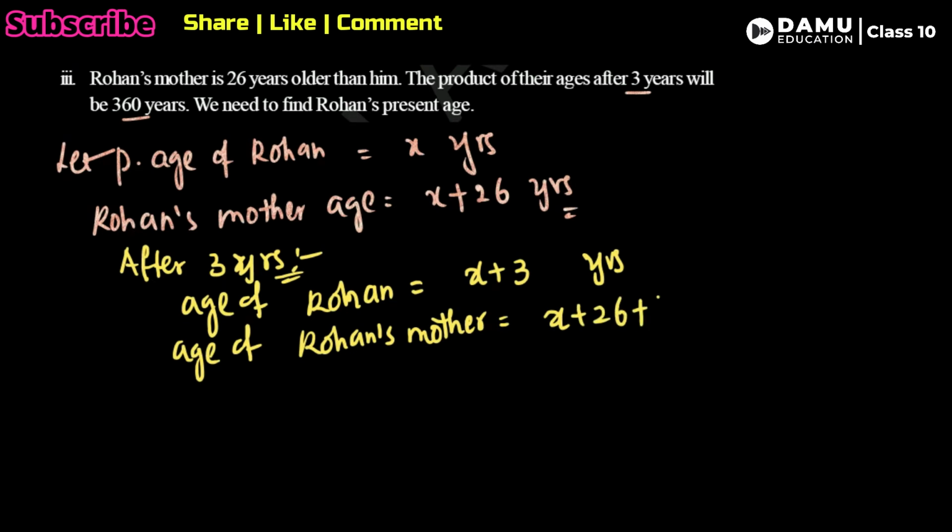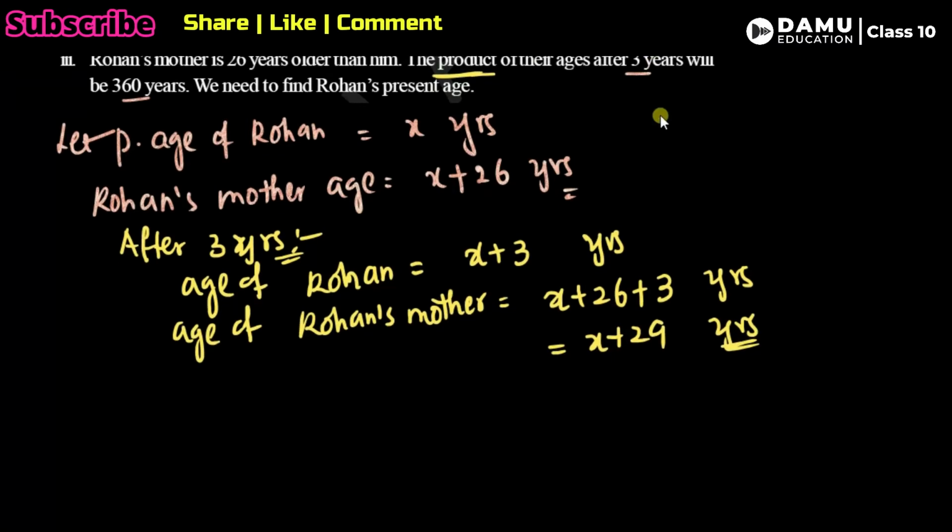Then what is next one? 3 years we need to add. So for that, x plus 29 years. Then what are they given? Product. We have to think about this. So product of their ages after 3 years.